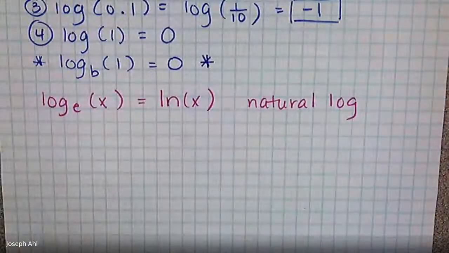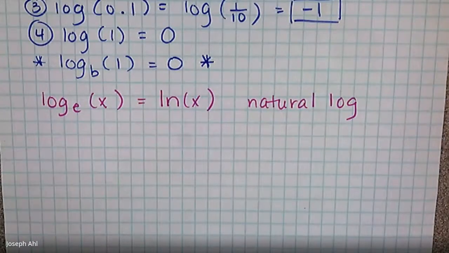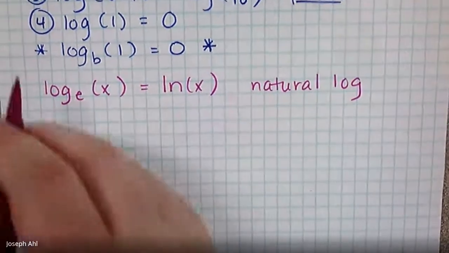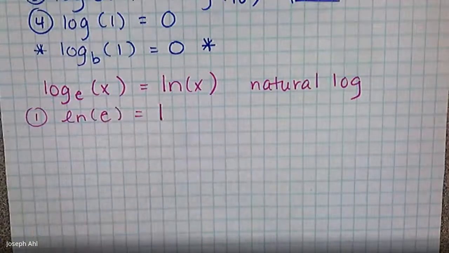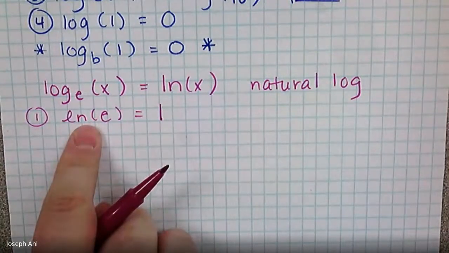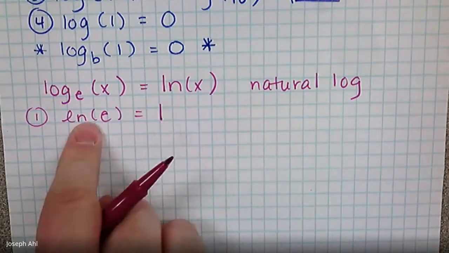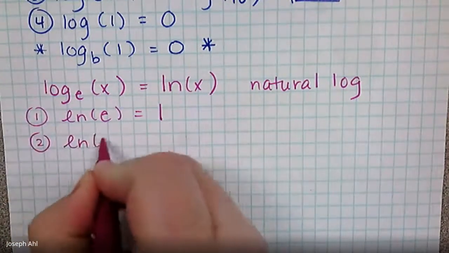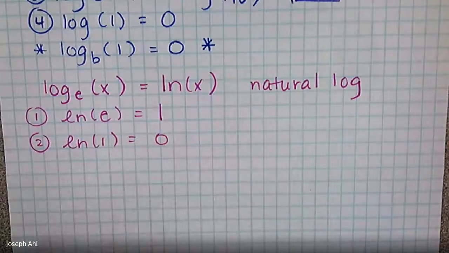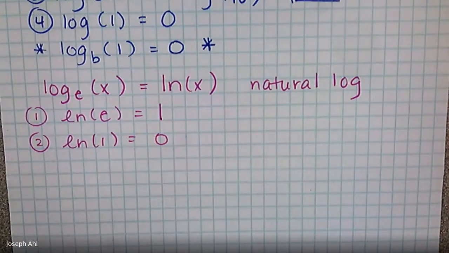So if I were to ask you some questions evaluating with log base e, which is ln of x, if I said, what's the ln of e? The answer is 1. Because if this is log base e, e to what power is e on the inside? It's 1. Well, what about the ln of 1? ln of 1 is 0, because log base anything of 1 is 0.